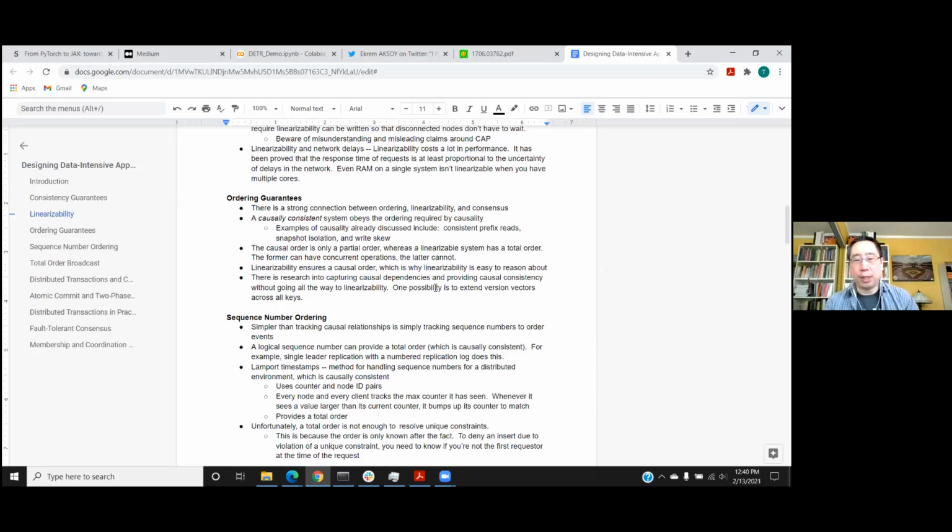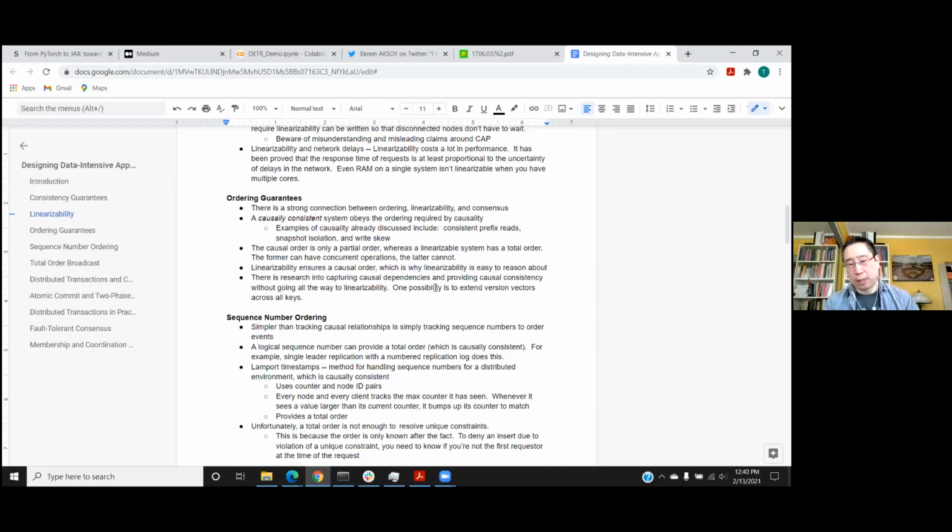So linearizability is stronger. It ensures a causal order and actually then some. It does preserve causality. So that's again where, as an application developer, you just don't have these weird things where things seem to be going backwards in time. The author mentions, and this book, remember, is about three-ish years old, that there's research into providing causal consistency without going all the way to linearizability.